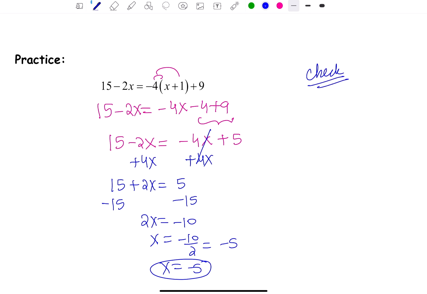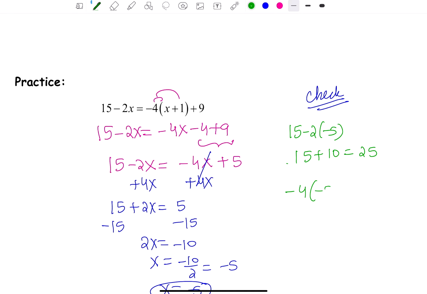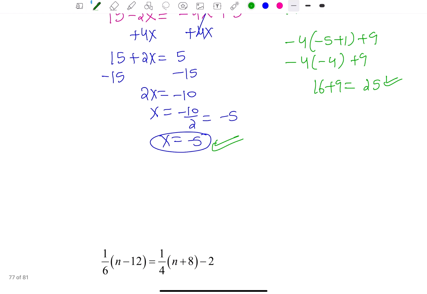We can check our answer by plugging this negative 5 back into the original equation and making sure the left and right hand sides are equal to each other. So let's see, what do we get on the left side? 15 plus 10, 25. Let's check the right hand side as well. Negative 4 times (negative 5 plus 1) plus 9, which turns out to be 16 plus 9 is 25. So both left and right hand sides are equal. That means we did everything correct, and this is the solution to the equation. This number x equals negative 5 makes the left and right hand sides equal to each other.